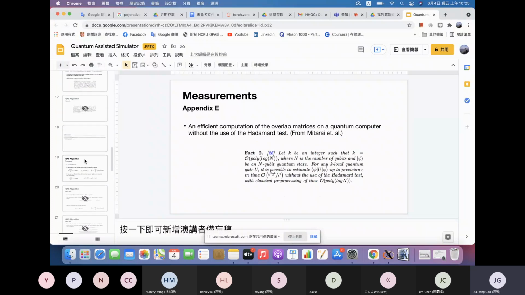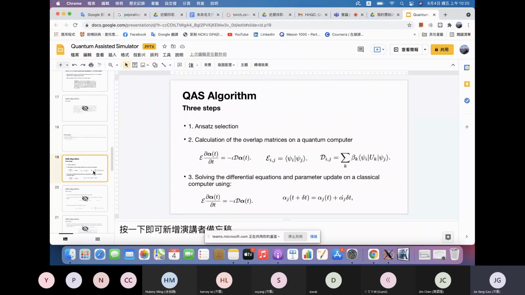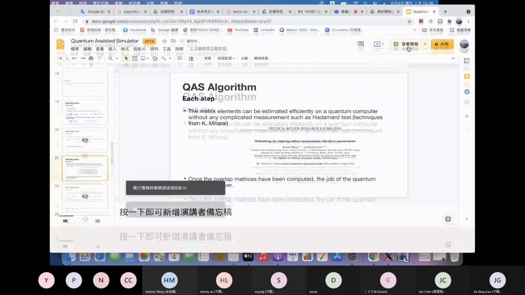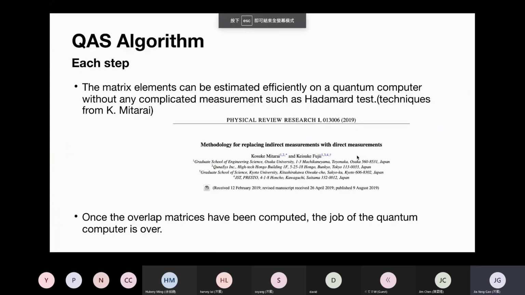So maybe I'll just skip that because I haven't found my slide. Oh, sorry, here. If you are interested, you can see this paper to see how to replace the Hon-Hai test with direct measurements. But maybe that's too detailed, so I need to skip this part.